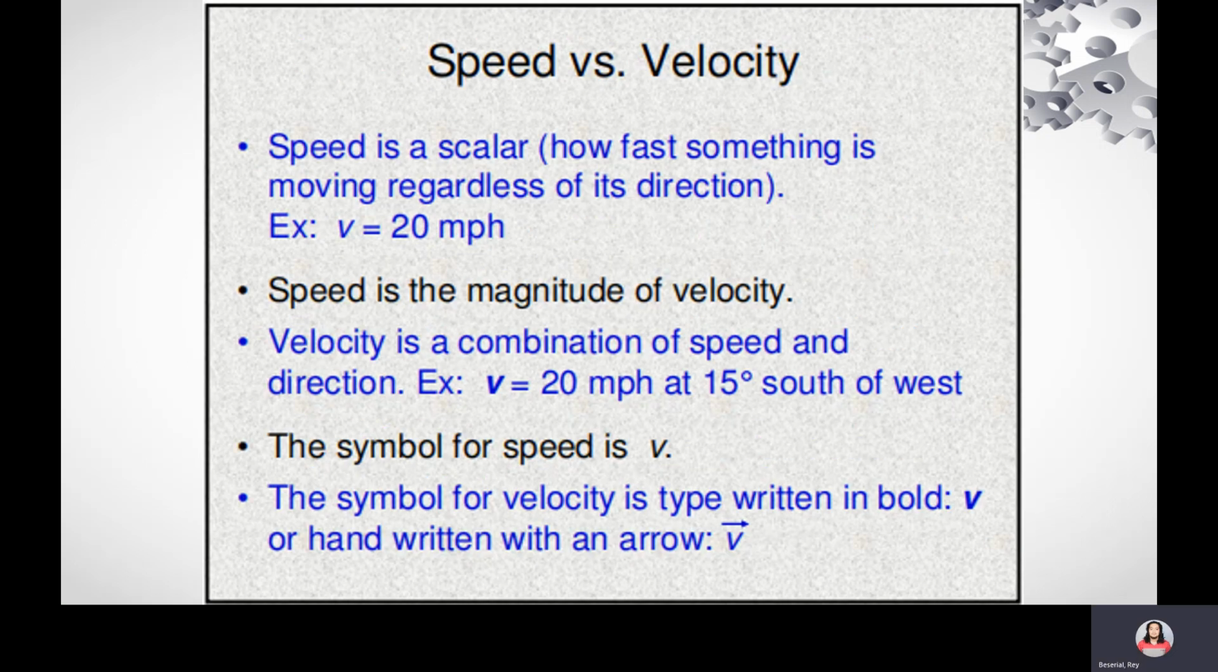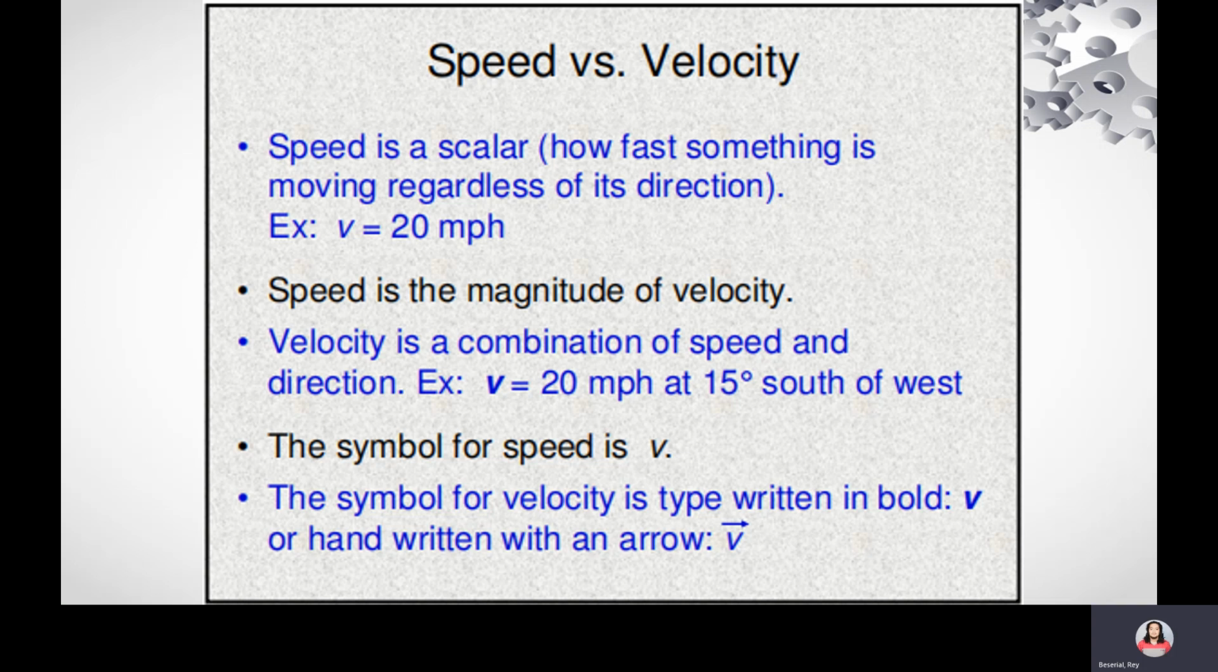Next, sample lang tayo sa ating speed and velocity. Parang same lang din sila sa ating distance and displacement, pero dito, titingnan natin ano ang kanilang difference. Ang speed is a scalar. It only has the magnitude, at ipinapakita dito kung gaano kabilis, how fast something is moving regardless of its direction. Example ng ating speed is equals to 20 mph.